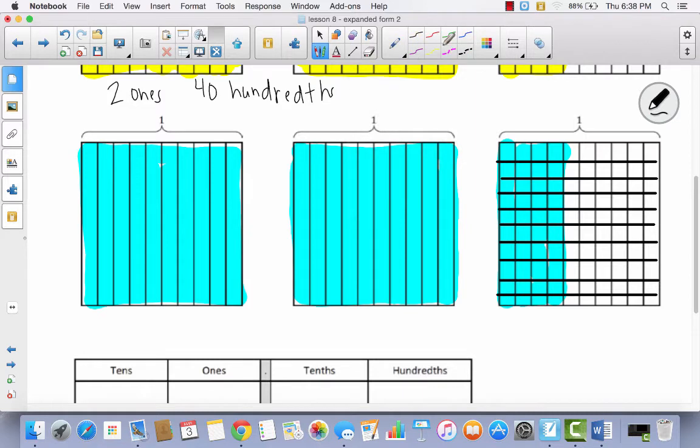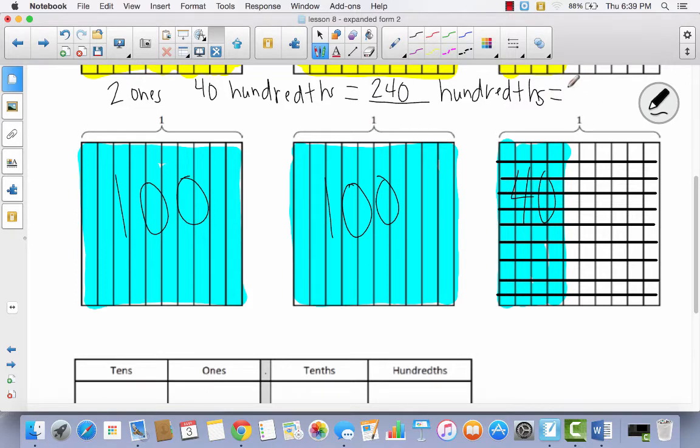Now, what if you saw this? 2 ones and 40 hundredths is equal to blank hundredths. How many hundredths do you see? Well, how many hundredths are in one whole? Well, there would be 100, right? So this would be 100 hundredths. This would be 100 hundredths. And then here we have 40. So this would be 100, 200, is equal to 240 hundredths. How would we write that as a decimal?